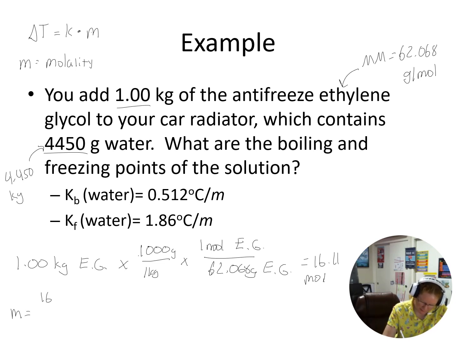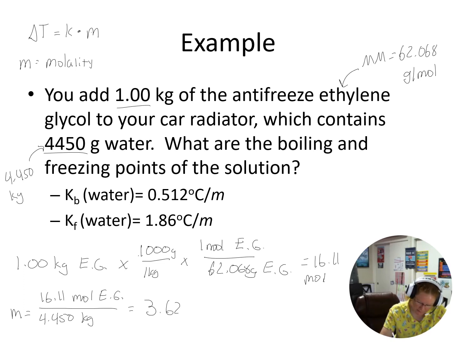So I'm going to take my 16.11 moles of ethylene glycol and my 4.450 kilograms, and I'm going to get a molality of 3.62 molal. Okay? So we have a molality of 3.62. So now we're going to use that molality for both of our calculations. All right, I have the KB listed first, so let's do our boiling point.